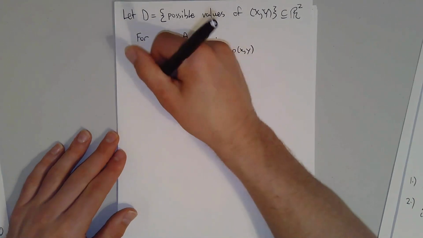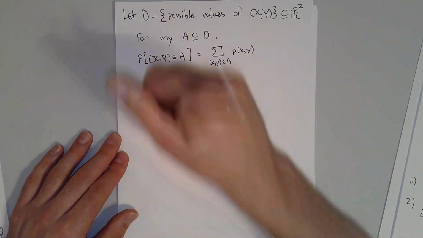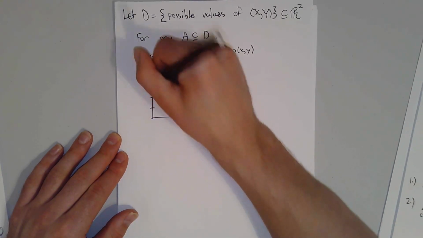So how can we see this visually? It looks like the following. If we make our grid again, let's reproduce it.